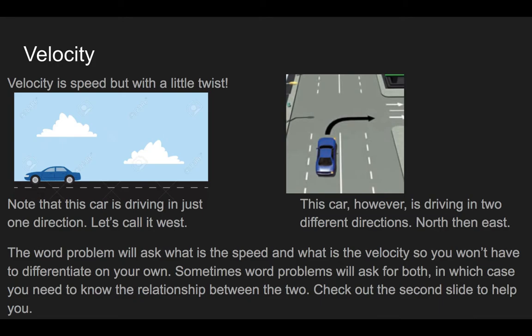But in the right-hand side picture, it's still driving at a constant speed. So the difference is that velocity means speed in one given direction, and then the second one, speed, is just a constant rate. It doesn't really matter what direction you're driving in. So the word problem will ask you what is the speed and what is the velocity. So you won't really have to differentiate on your own. But sometimes word problems will ask you for both, in which case you need to know the relationship between the two.